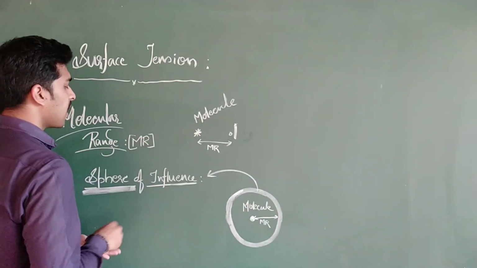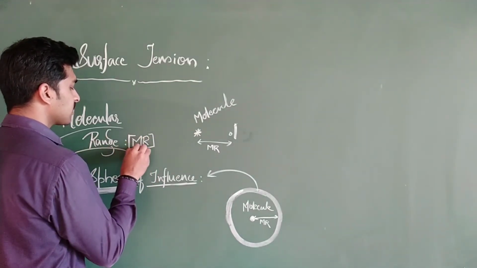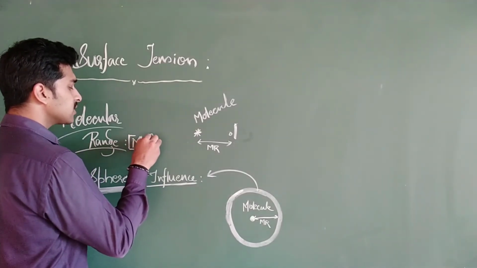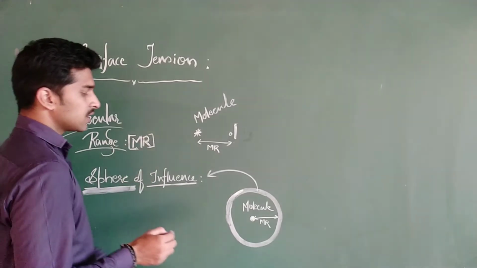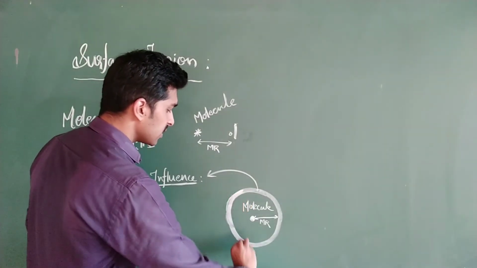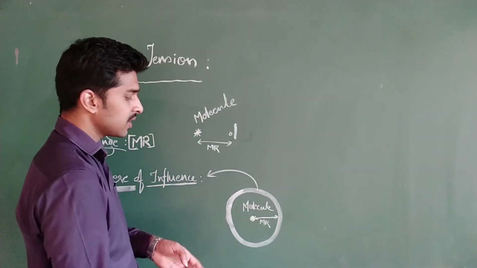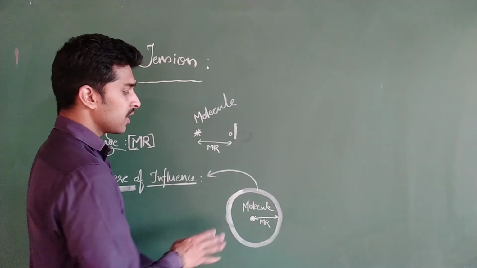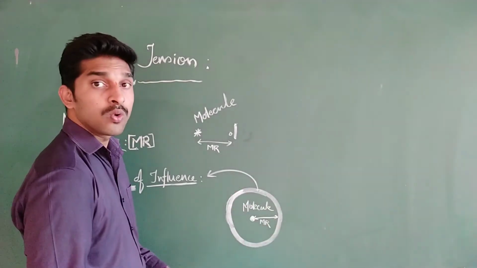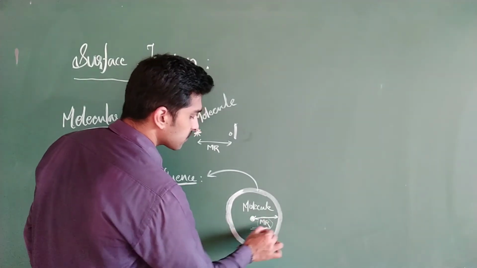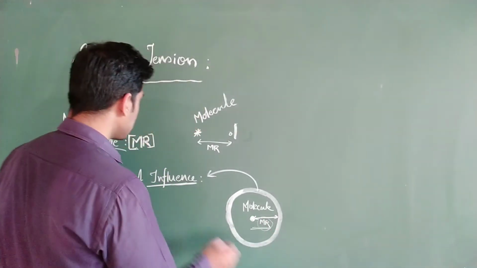This is what? MR, molecular range. So whose radius equal to molecular range, that is nothing but what? Sphere of influence. It is basically a sphere. This sphere of influence is nothing but the region around a molecule, in a spherical shape whose radius equals what? Molecular range. This is known as sphere of influence.